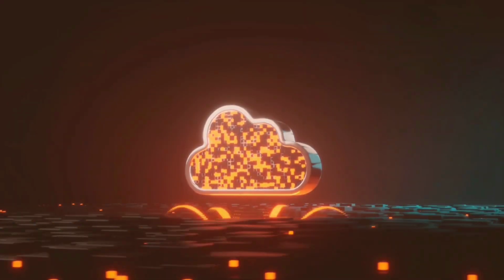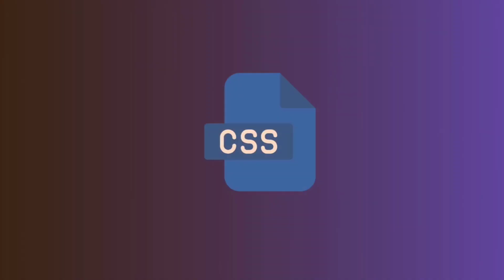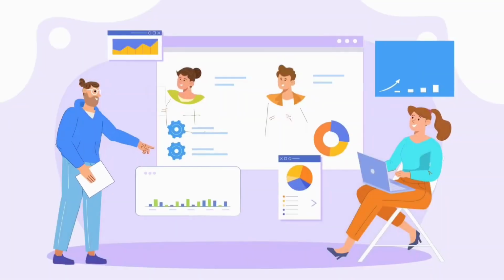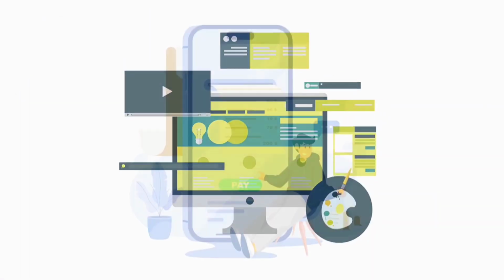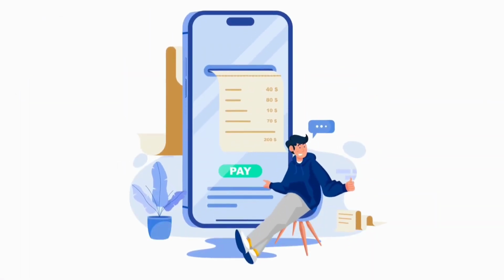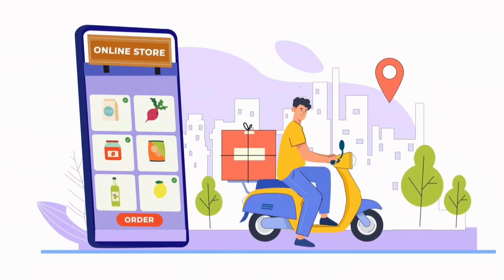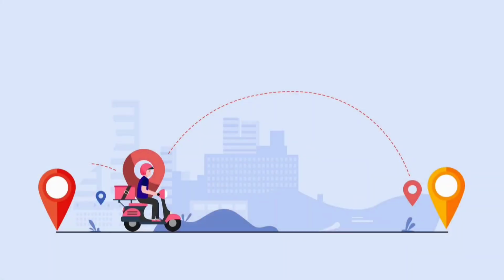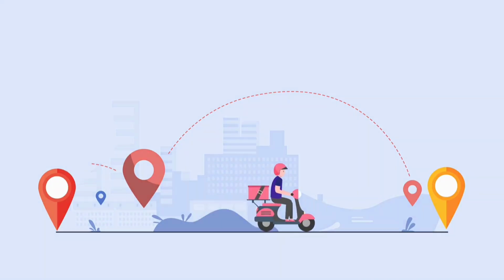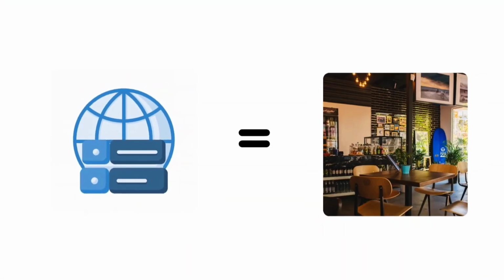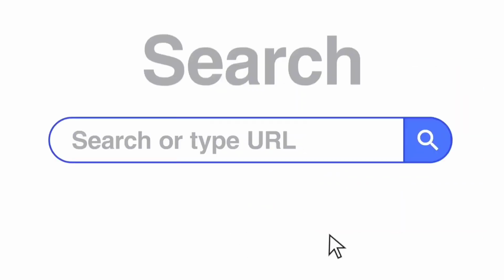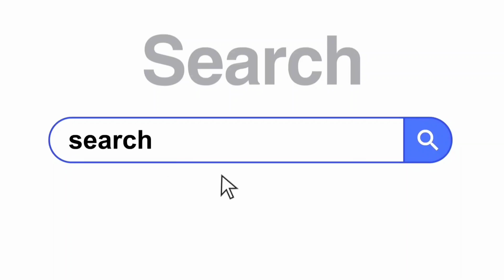The server sends HTML files, CSS files, JavaScript files. HTML gives structure, CSS gives design, JavaScript gives functionality. Think about ordering food online. You place an order. The restaurant receives it. The chef prepares food. Delivery brings it. Similarly, browser equals customer, server equals restaurant, website files equals food. Without the food, nothing reaches the customer. Without HTML, nothing reaches the browser.